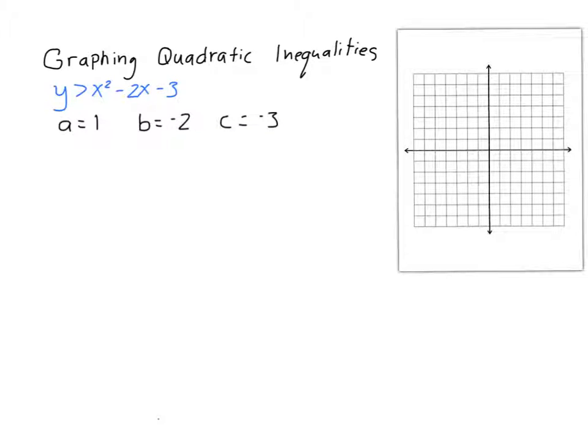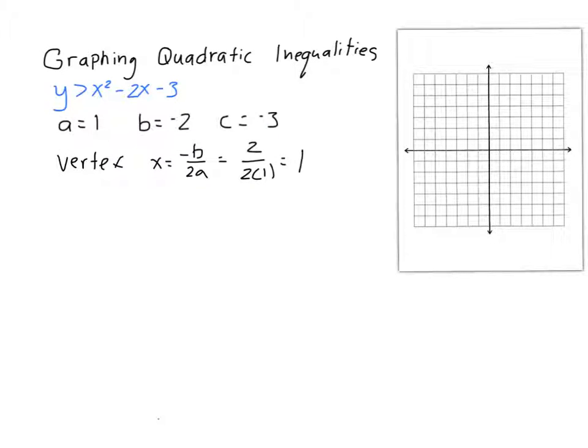For our last example, we're going to look at graphing a quadratic inequality. You can see that the equal sign has been replaced with the greater than symbol here. We begin by identifying a, b, and c. The coefficient to the x squared term here is an implied 1, so a is equal to 1. The coefficient to the x term is -2, that becomes our b, and the constant is -3, so c will be equal to -3.